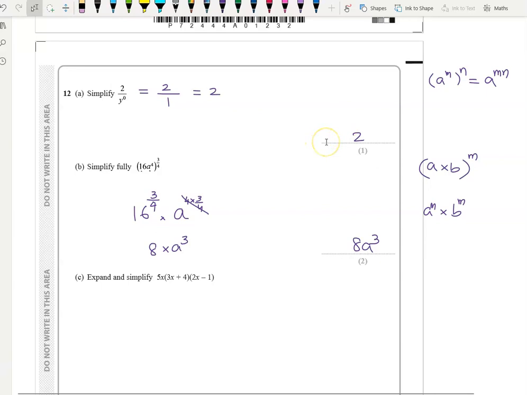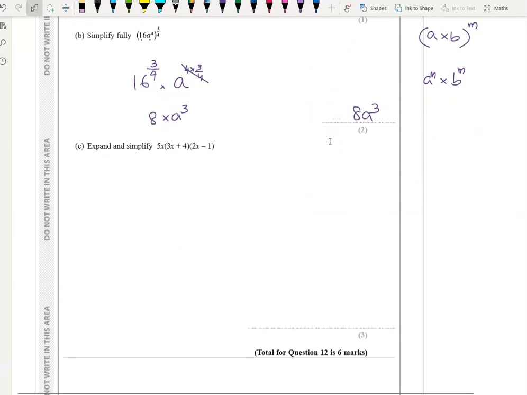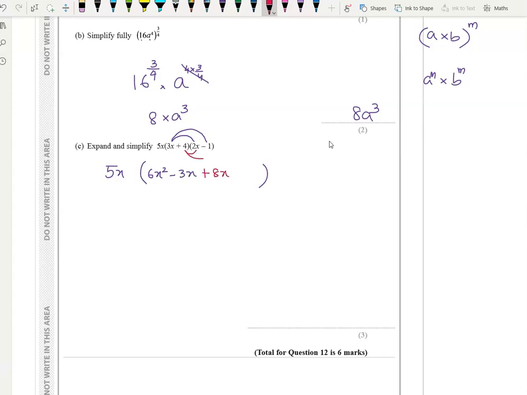Part C, expand and simplify. So what we can do is multiply out the two brackets using the FOIL method. Let's keep 5x as it is and multiply the two brackets. So 3x times 2x, 6x squared, 3x times minus 1, minus 3x, 4 times 2x is plus 8x, 4 times minus 1 is minus 4.